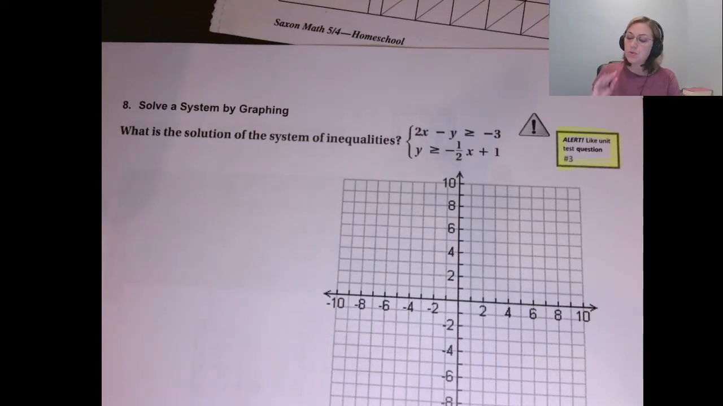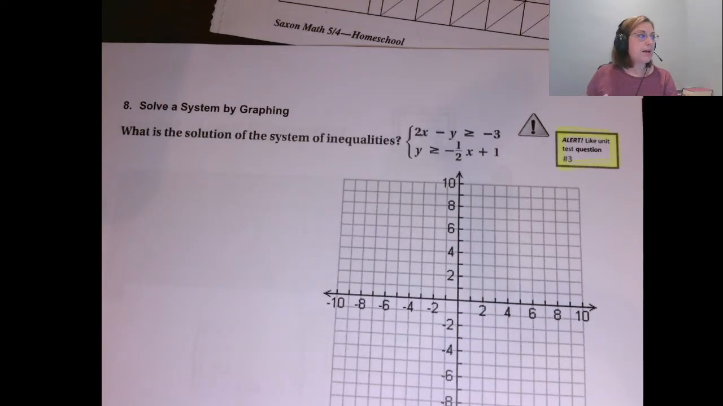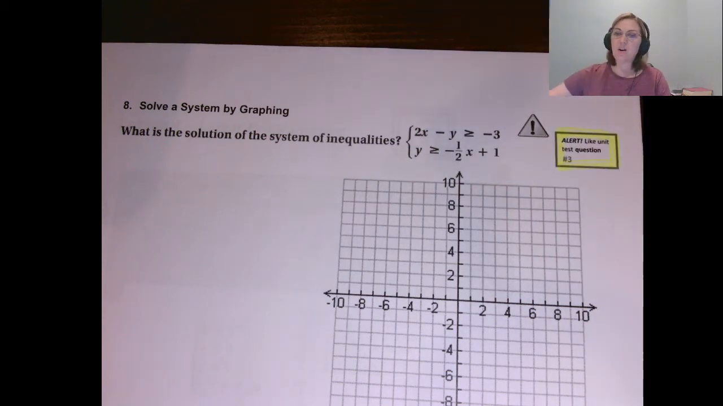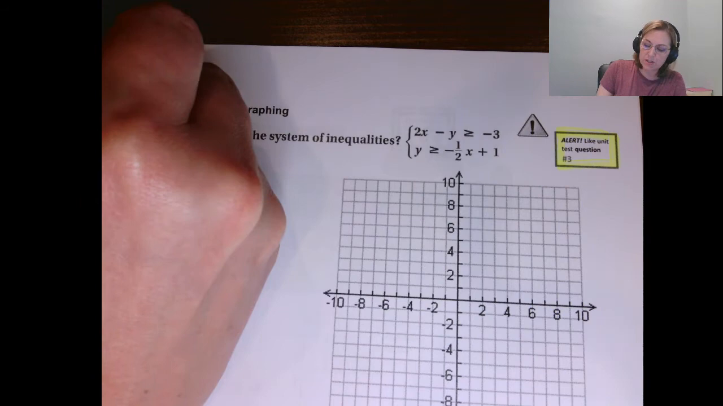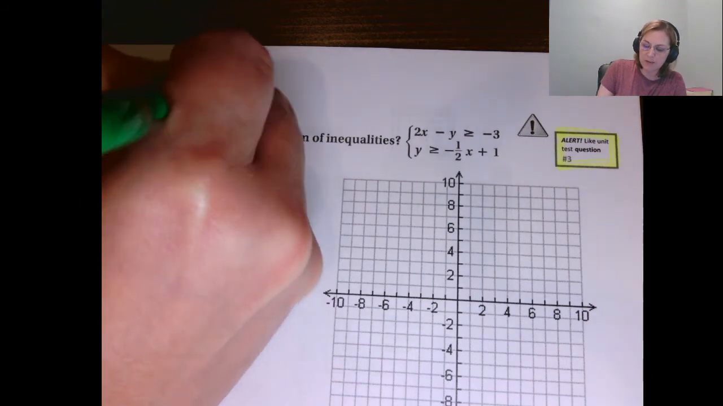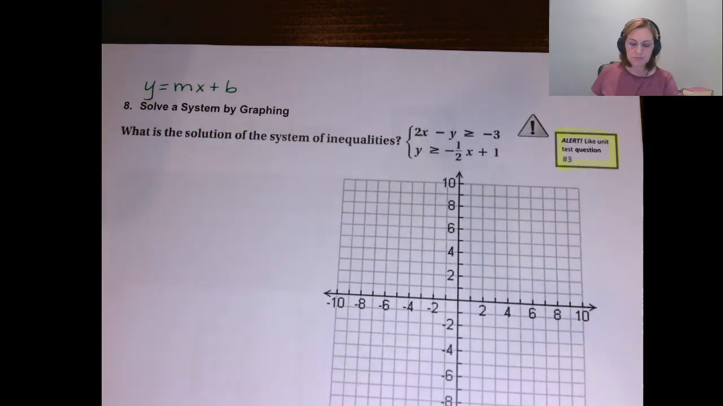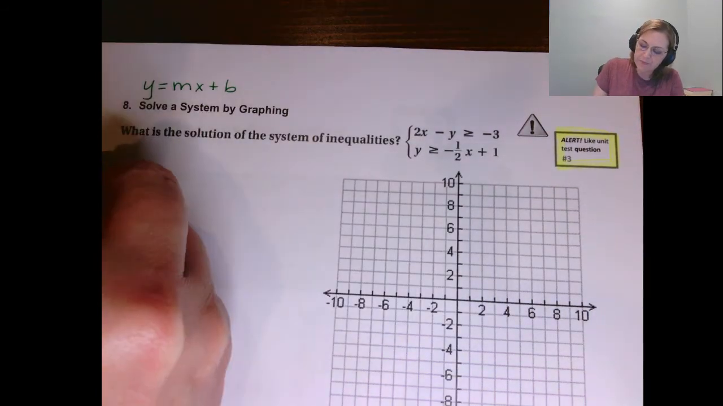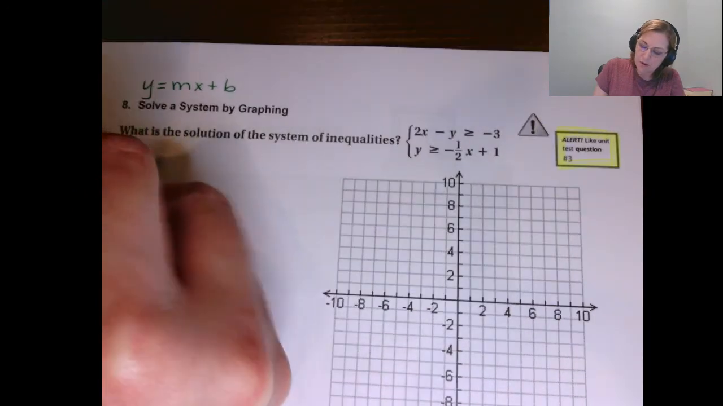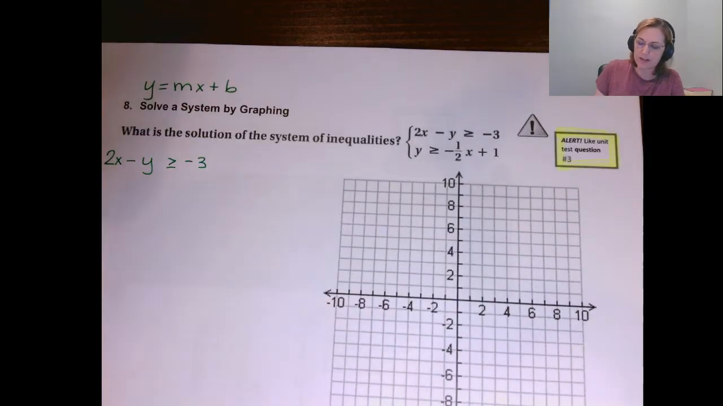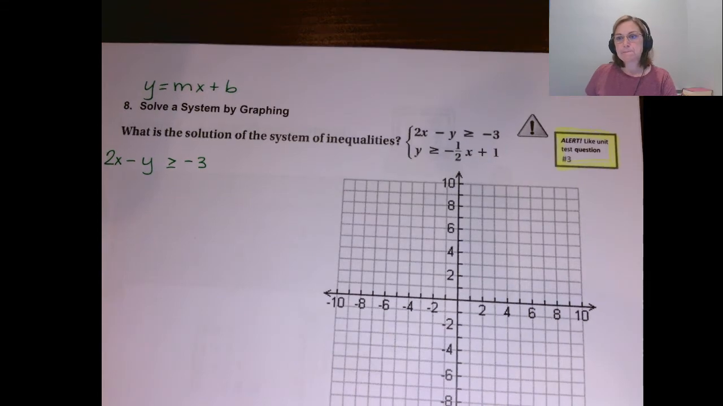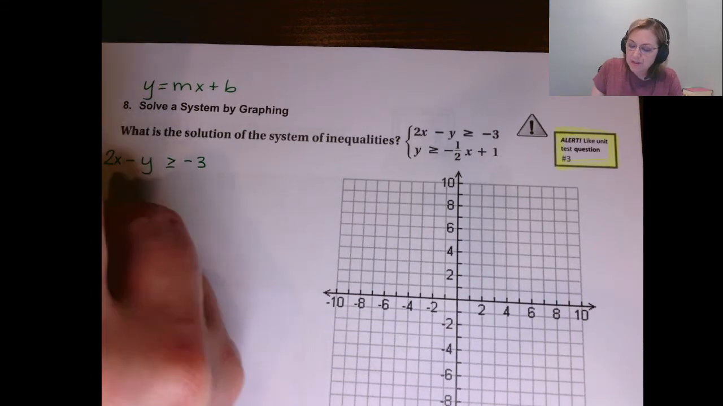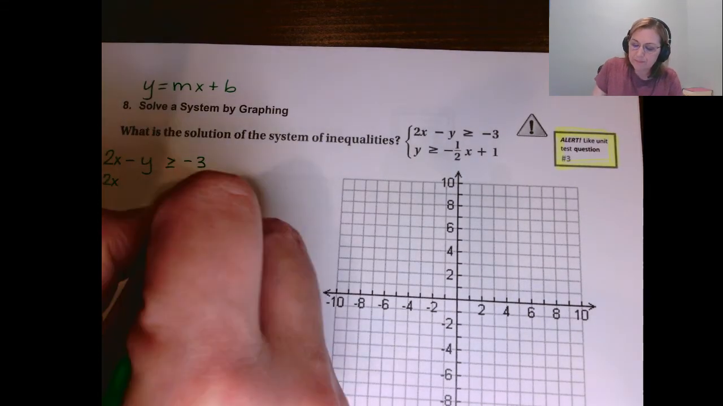Okay, so the first goal we need to meet is we need to make sure that we are getting these equations or these inequalities into that y equals mx plus b form. It's going to be our easiest way to be able to graph. So I'm going to take this first inequality, 2x minus y is greater than or equal to -3. I'm going to get y by itself. And to do that, I'm going to subtract 2x.